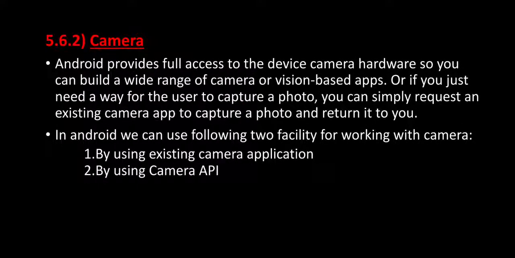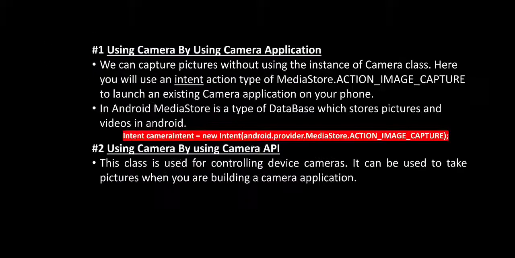Next is the camera. Android provides full access to the device camera hardware, so you can use a wide range of camera or vision-based apps. Or if you just need a way for the user to capture a photo, you can simply request an existing camera app to capture a photo and return it to you. In Android, we can use the following two facilities for working with the camera: by using an existing camera application, otherwise by using the camera application programming interface.